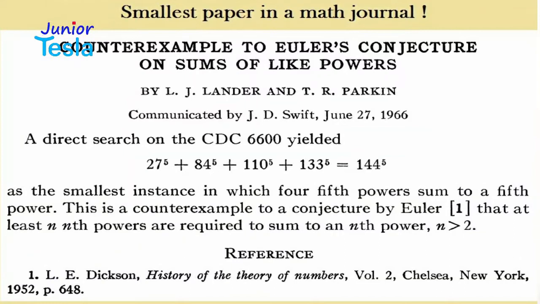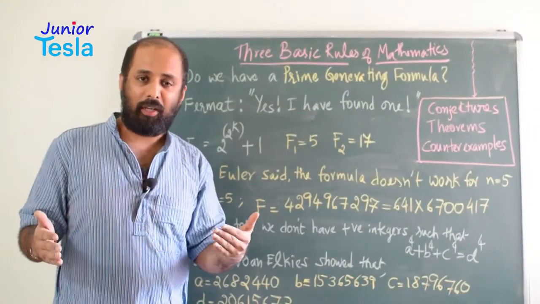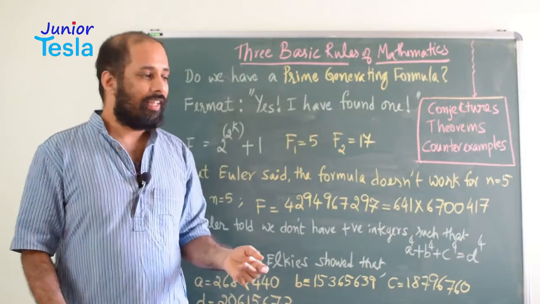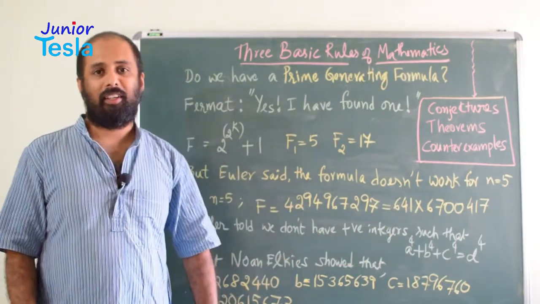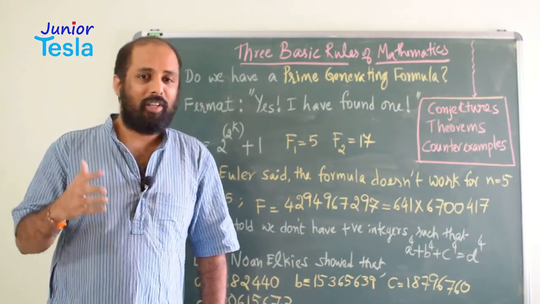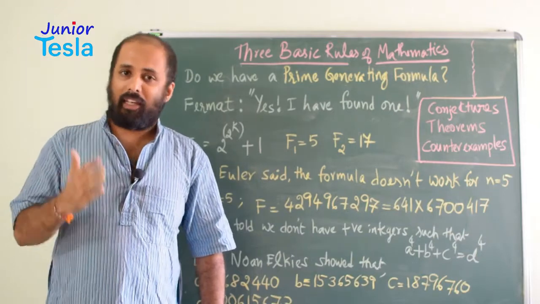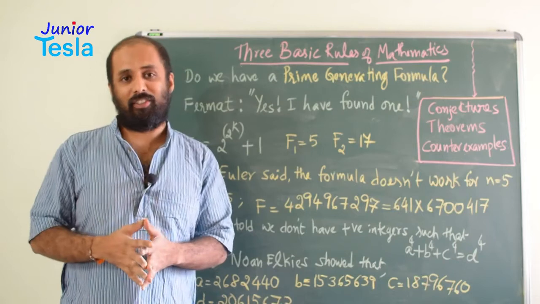In Euler's case, he gave one very small counter example. He said if you put k equal to 5, this will not remain a prime number. That is called a counter example. A counter example is one example that disproves an established statement, that disproves a conjecture. Similarly, this is one counter example which disproved Euler's statement. So conjectures are statements that are not proved or disproved, and a counter example is one example that disproves an established statement or a conjecture.